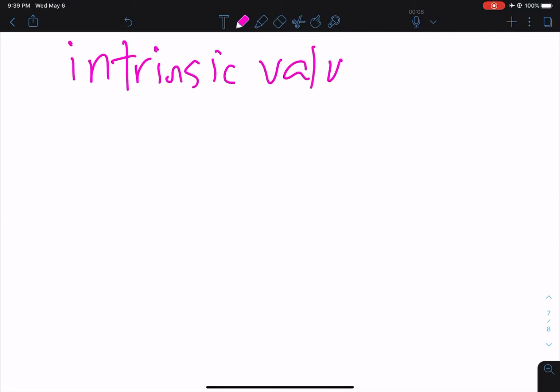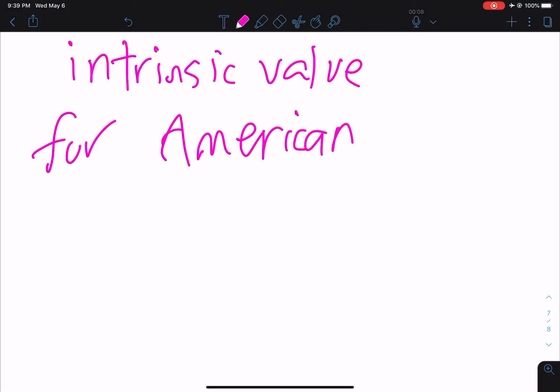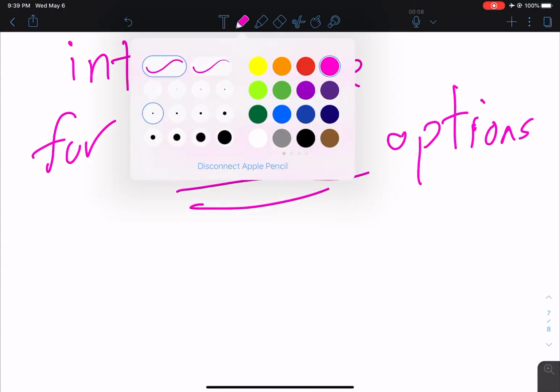Okay, and of course now we're talking about American options. So this is for American options. American options can be exercised prior to the expiration date, as opposed to European options, which can only be exercised on the expiration date. So we're talking about American options.